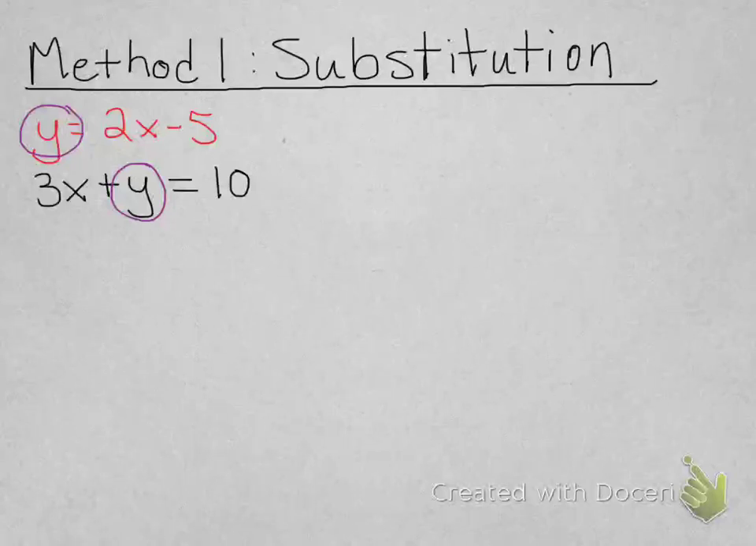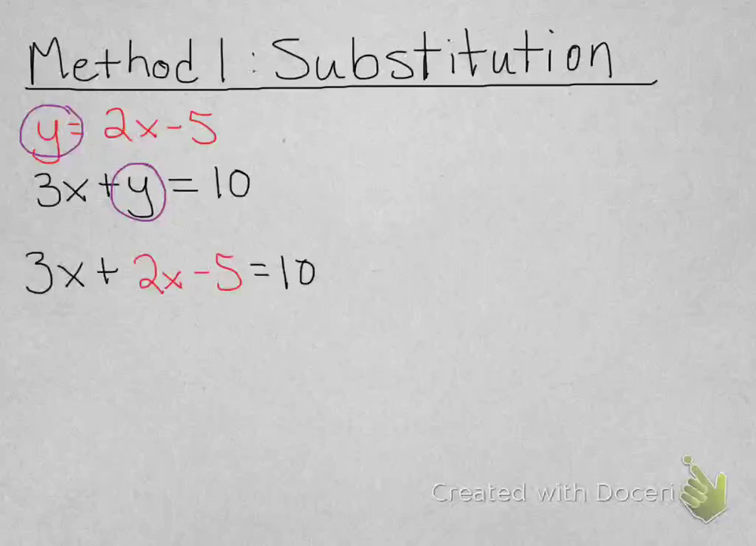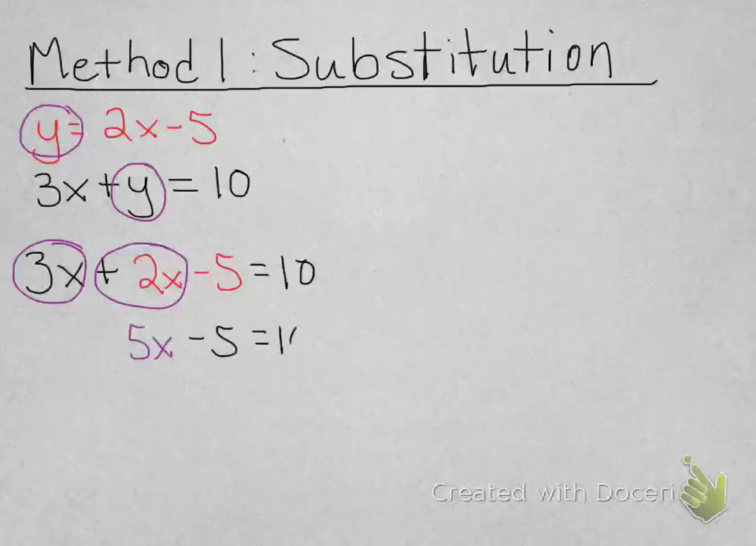When we plug it in, we end up with a joint equation: 3x plus the original equation for y, which is 2x minus 5, is now equal to 10. Then solve this new equation. Go ahead and simplify by combining like terms. I have 3x plus 2x, which gives me a total of 5x, minus 5 is equal to 10.